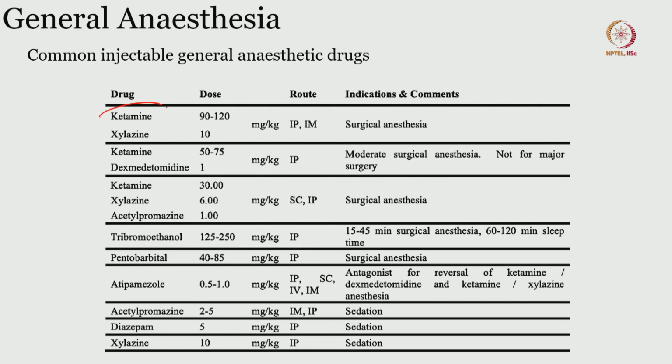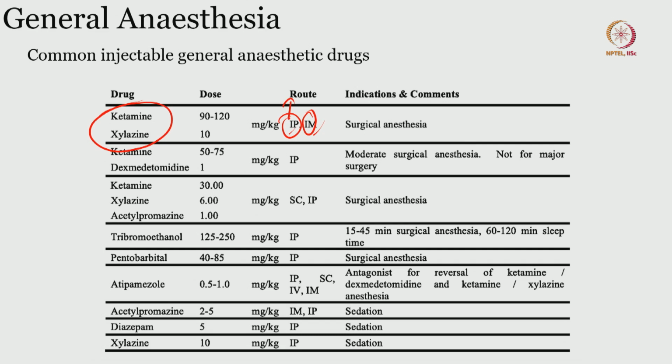The most common and the favorite drug combination is ketamine and xylazine, and the dose is 90 to 120 milligram per kg of ketamine and 10 milligram per kg of xylazine. It can be given IP and/or IM. If you remember from the abbreviations we discussed, it is intraperitoneal or intramuscular. Generally we use the intraperitoneal route for inducing this anesthesia.